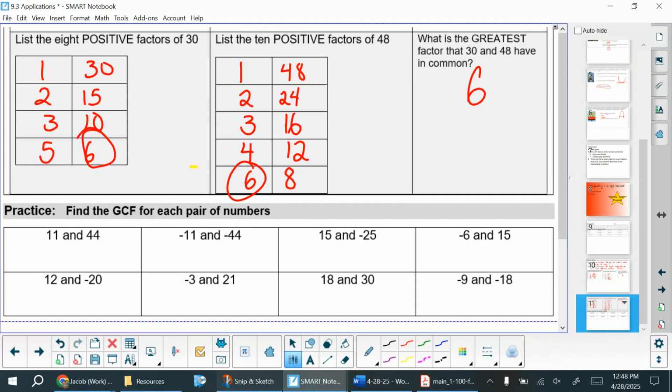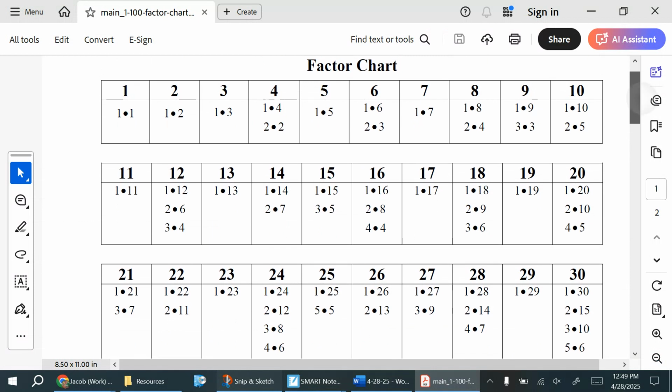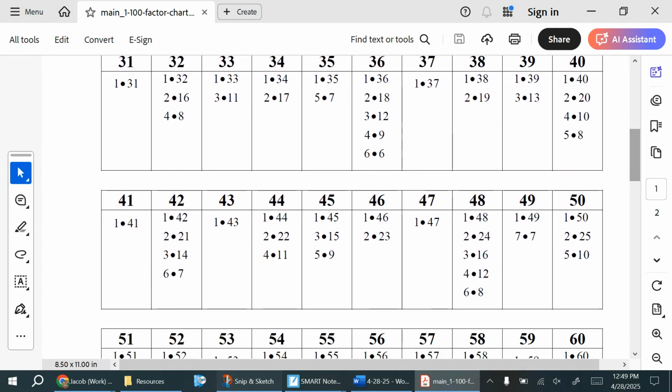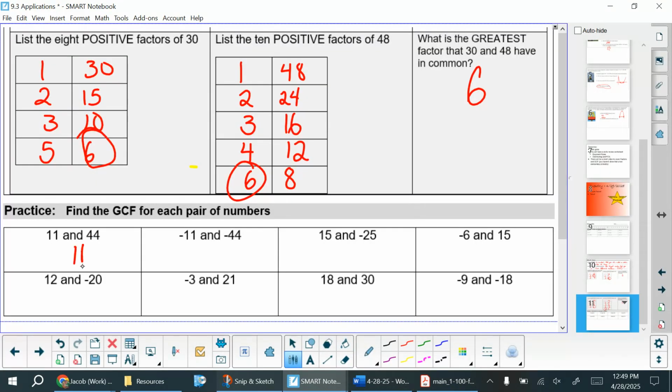And then for the rest of these, you're going to do the same kind of thing. You're going to find the biggest common factor that goes into both of them. And so if I'm looking at 11 and 44, I'm going to go to my chart here, and I'm going to look at my positive factors of 11 and see, oh, well, 1 and 11. And I go to 44, and I see, well, 1, that's in common. 11 is in common. Well, 11 is the biggest one of those. So I know that it is 11.